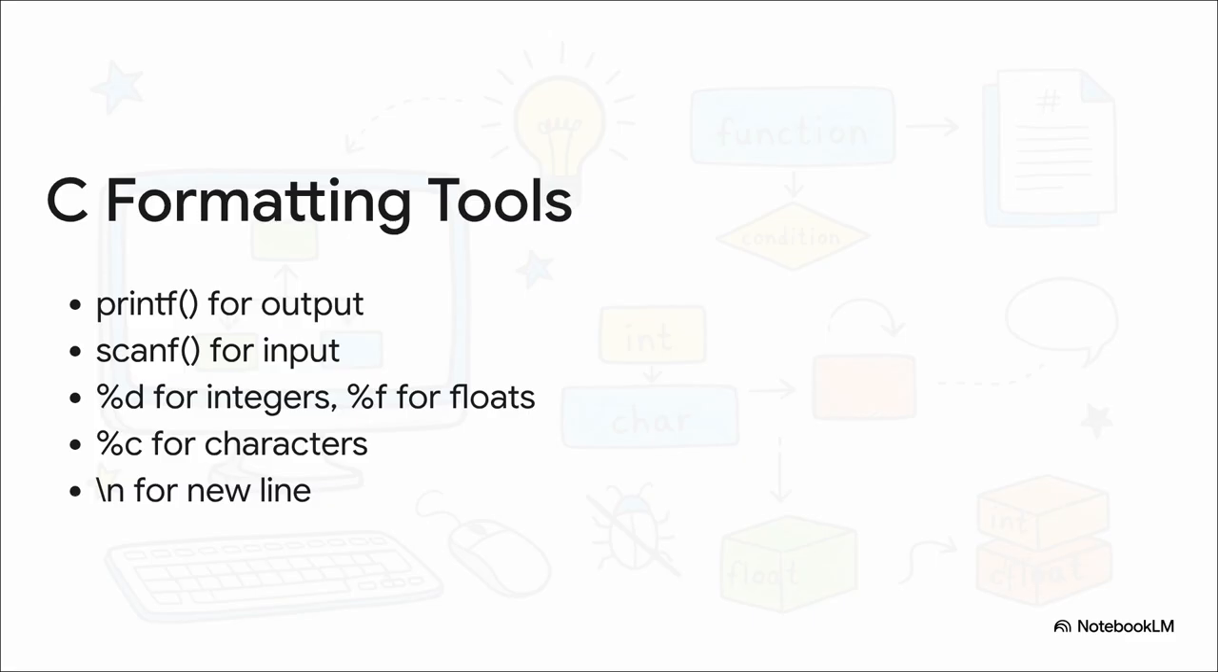We use %d for integers, %f for floats or real numbers, and %c for characters. We also get escape sequences like \n to force the text to a new line or \t to insert a tab. Now, your instructor heavily emphasized a massive warning here. When you are writing these statements, make absolutely sure the order of your format specifiers perfectly matches the sequence of your variable data types. If they get out of sync, your program is going to print total garbage.